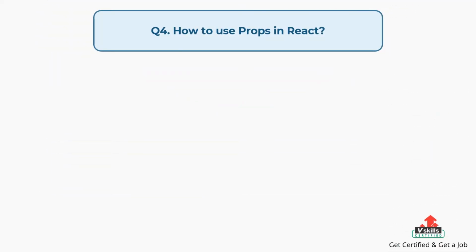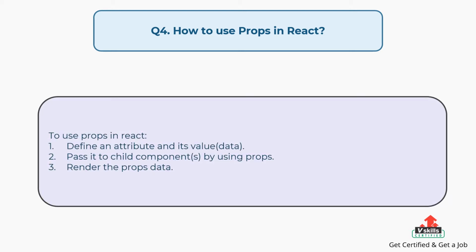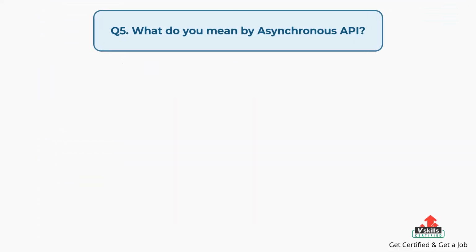Question number 4. How to use props in React? The answer is, to use props in React, firstly, define an attribute and its value, data. Then pass it to child components by using props. Finally, render the props data. Question number 5. What do you mean by asynchronous API?